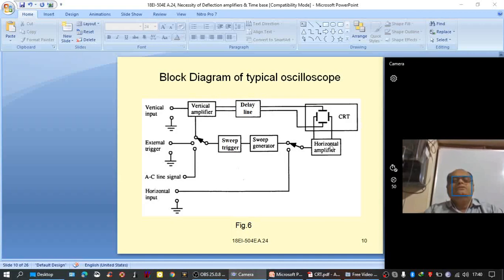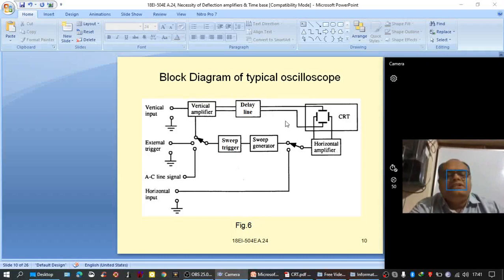So to ensure simultaneous application of both horizontal and vertical inputs on the CRT, a delay line is placed in the path of the vertical input, which is equal to the time delays associated with the sweep trigger circuit, sweep generator circuit, and horizontal amplifier circuit. And as I told, when both the horizontal and vertical inputs are applied simultaneously, it leads to a visual display of the applied input signal on the CRT screen.